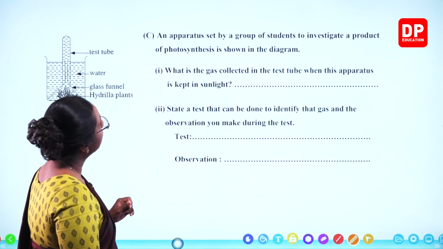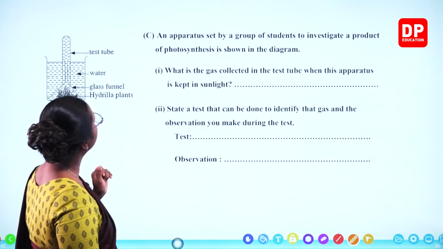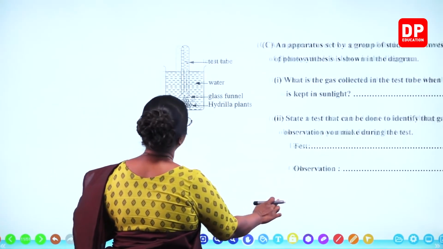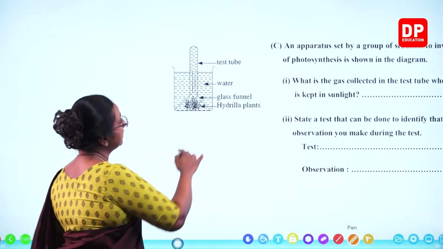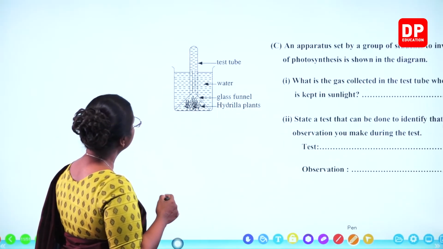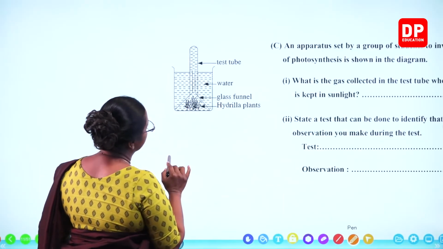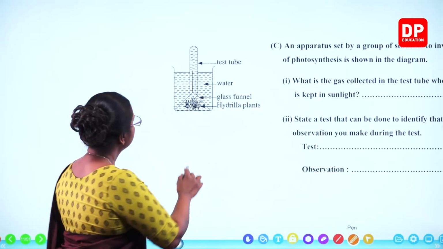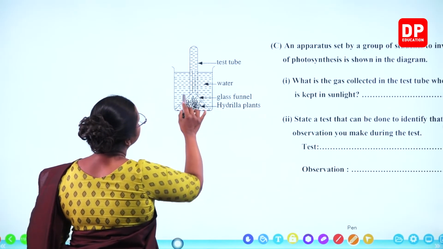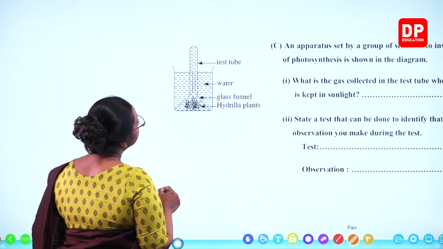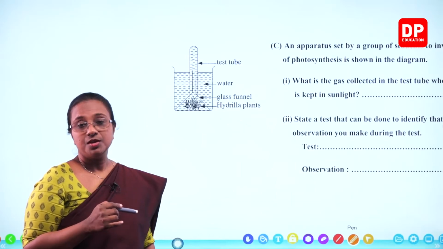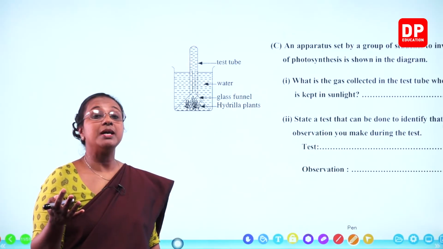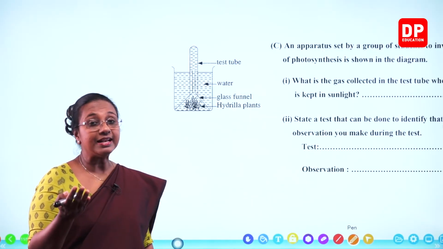So, part C of the question. An apparatus set by a group of students to investigate a product of photosynthesis is shown in the diagram. So, if we look at the diagram given here. Now, you are familiar with this setup, no students? We have done this activity also. So, here you can see there is a beaker that contains Hydrilla plant. Hydrilla, you all know, is an aquatic plant. So, that is kept inside the funnel, and then over the funnel you can see here a test tube that is filled with water. So, you all know this is to observe the byproduct of photosynthesis. What is that? That is oxygen gas.